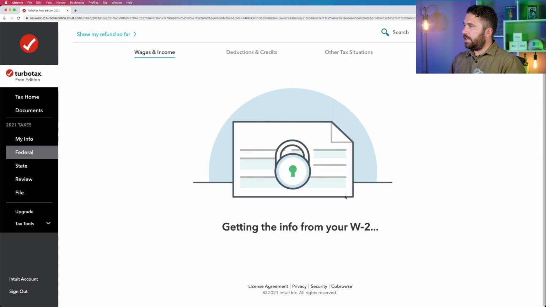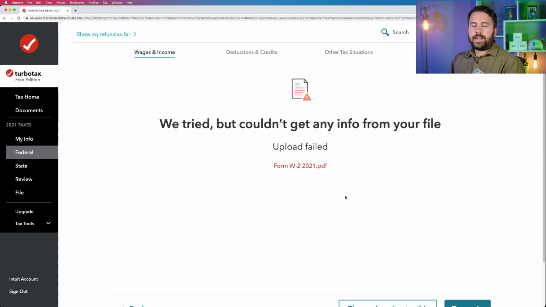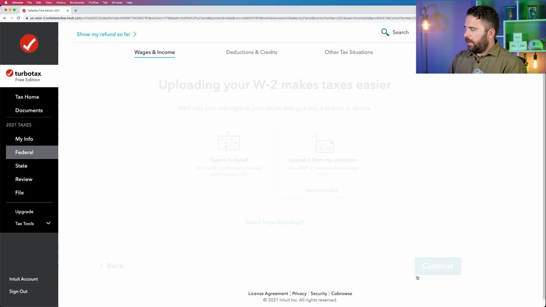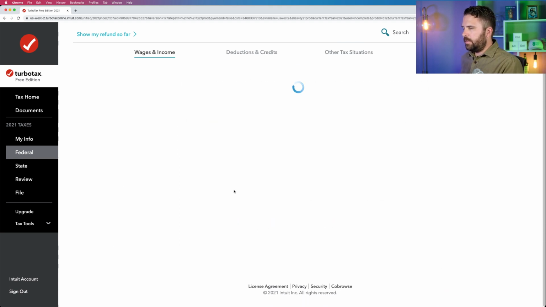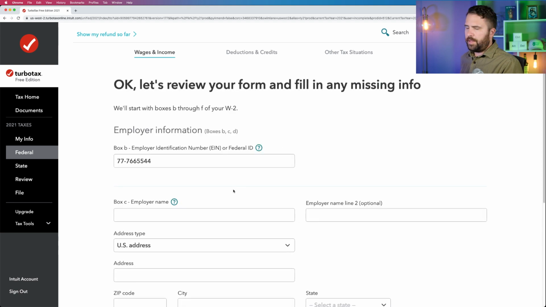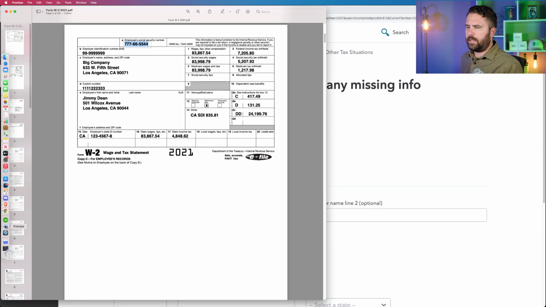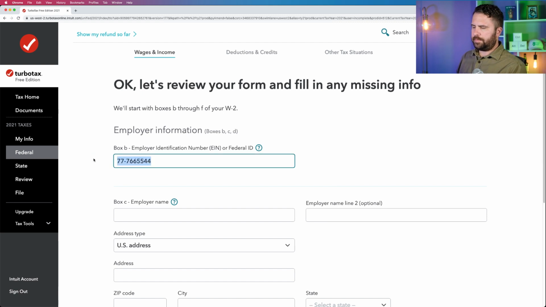Let's see how the old TurboTax does with... didn't work. Okay, so we're going to have to input this manually by typing in the numbers ourselves. Your mileage may vary. I think sometimes you can import directly from your employer if they use a big payroll. Okay, EIN, bunch of 9s.